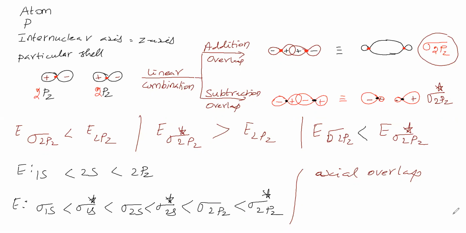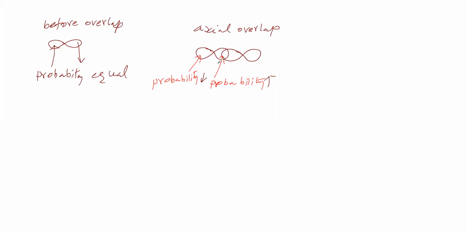So here the probability is high and here the probability is low. This overlapping gives sigma 2pz. Now we will see lateral overlapping, how it works. This is a p orbital, and this is another p orbital undergoing lateral overlapping.